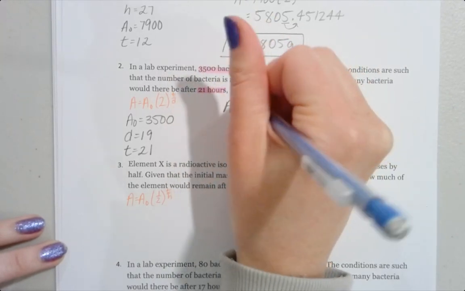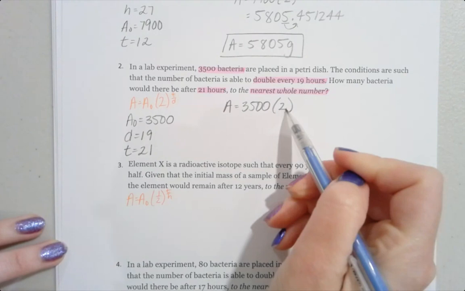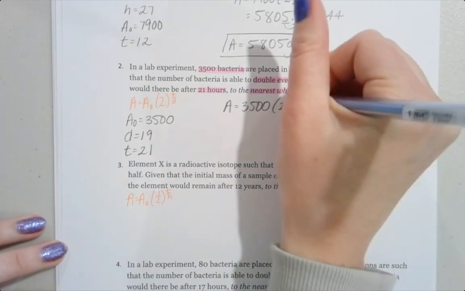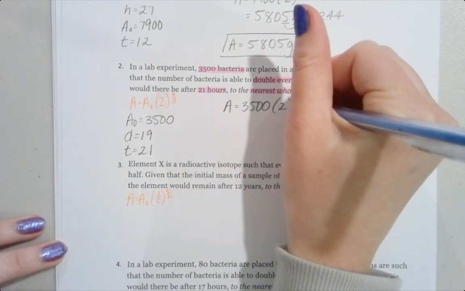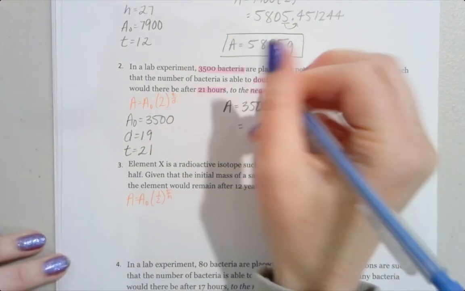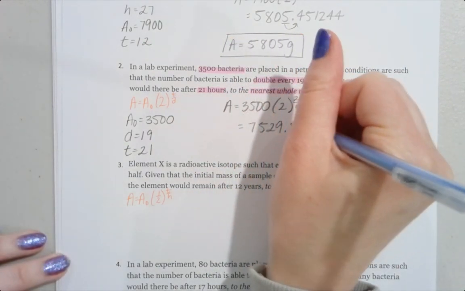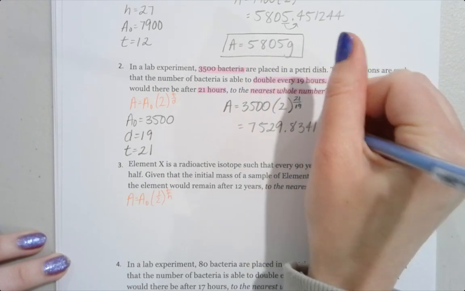So our total amount is going to be 3,500 times 2, because that represents the doubling time, to the power of 21 over 19. Type this into your calculator. We should see 7,529, and then we've got a couple of numbers after that decimal point.